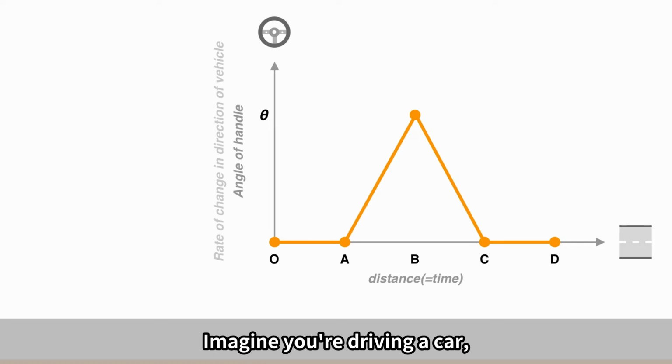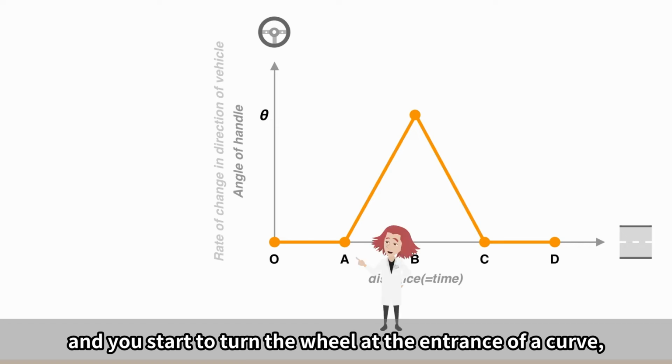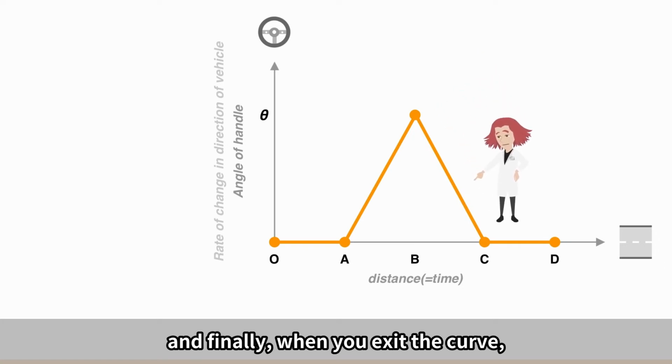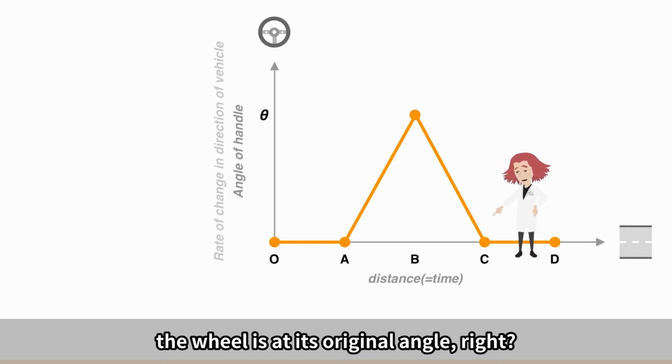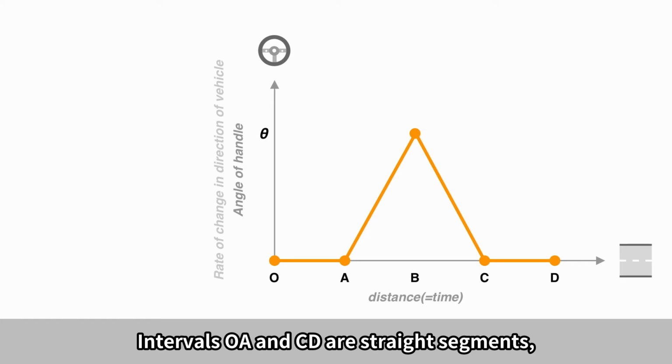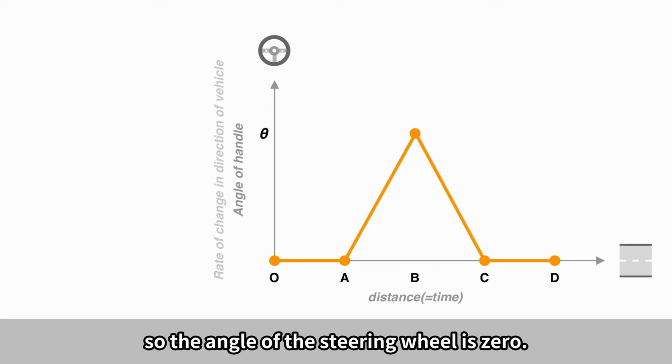Imagine you're driving a car, and you start to turn the wheel at the entrance of a curve. Then you turn the wheel back in the middle of the curve, and finally, when you exit the curve, the wheel is at its original angle. Right? So, let's look at the equation. Intervals OA and CD are straight segments, so the angle of the steering wheel is 0.